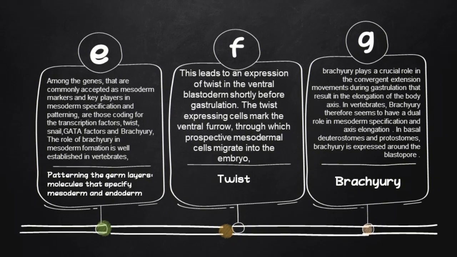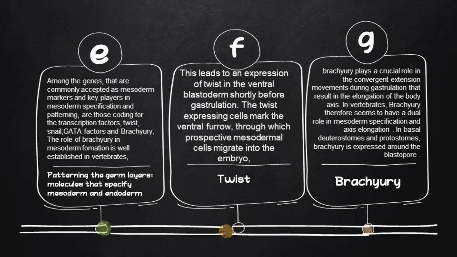Next, we talk about G. The first among the genes that are commonly accepted as mesoderm markers and key players in mesoderm specification and patterning are those coding for the transcription factors twist, snail, GATA factors, and brachyury. The role of brachyury in mesoderm formation is well established in vertebrates. And then the F. Twist is expressed in the ventral blastoderm shortly before gastrulation. Twist-expressing cells make up the ventral furrow, through which prospective mesodermal cells emigrate into the embryo. That's twist.